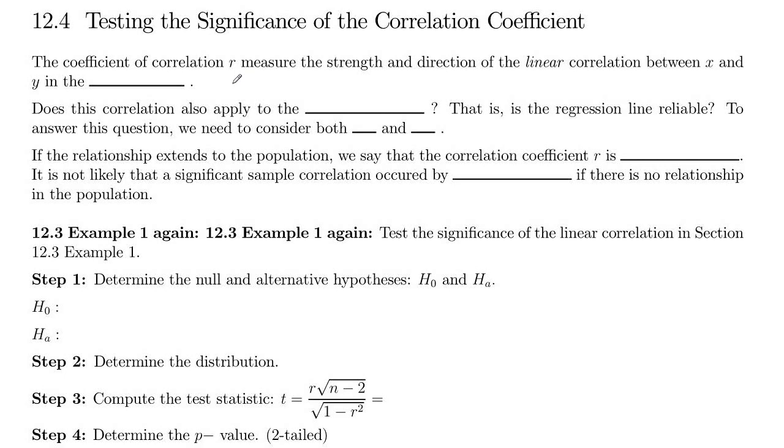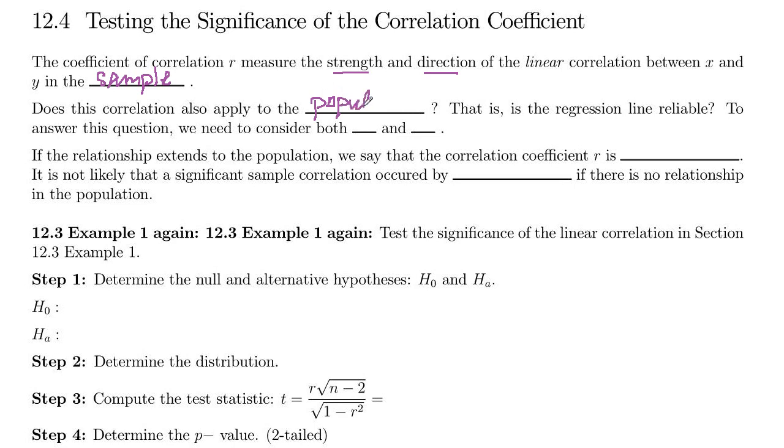Here in section 12.4, we want to look at a hypothesis test for the significance of our correlation coefficient, the R. The reason we want to do that is because the coefficient of correlation R measures, again, the strength and direction of a linear correlation between X and Y, but that's in the sample data. So the question we want to know is, does this correlation also apply to the population?